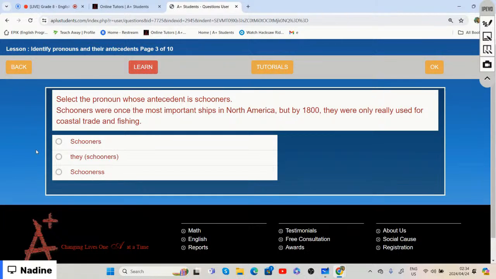All right, so schooners were once the most important ships. If we were to replace the word schooners with a pronoun, we would say it is they. Option two, which is they, were once important ships.